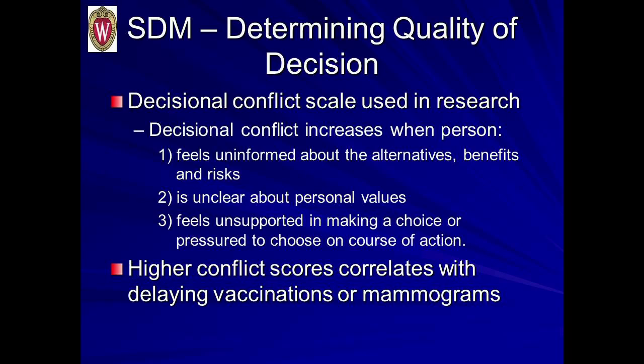And you can see we have a few things here that we know increases decisional conflict. So when people are uninformed, when they're not sure of what their own personal values are, that's not always an easy thing to decide. And then when they feel they're not supported in making a choice, or that they're pressured to choose. What we've shown is that higher conflict scores correlate with people either delaying their vaccinations or delaying their mammograms, but that's really about it. So we don't know too much about this.